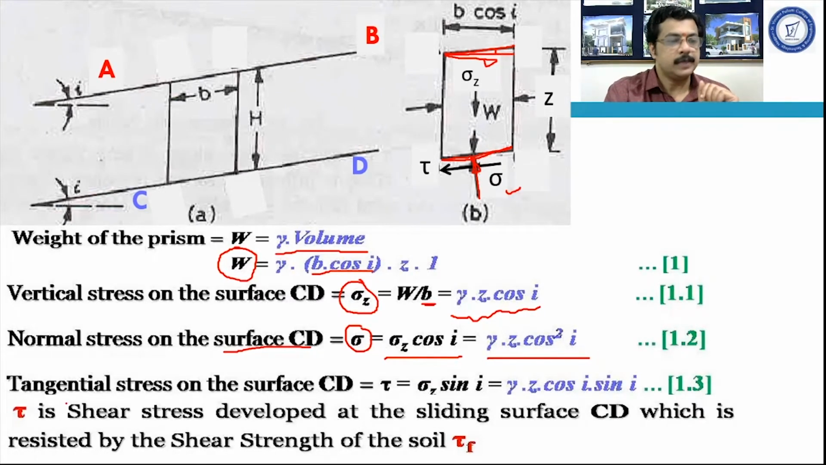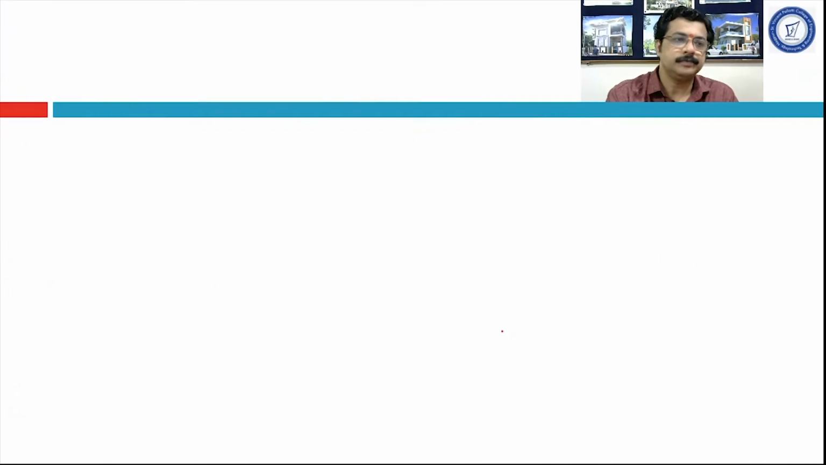Right. Now tangential stress. Tangential stress is that stress which will be acting parallel to this inclined surface. It will be tangential to the surface. It is also called shear stress or mobilized shear strength or applied shear stress. Okay. So this tangential component of vertical stress is calculated as gamma Z cos I sin I. Fine. So tau is shear stress which is developed on the sliding surface CD, and that will now be resisted by the shear strength of the soil. Shear strength of the soil is tau F. Okay, let us move further.